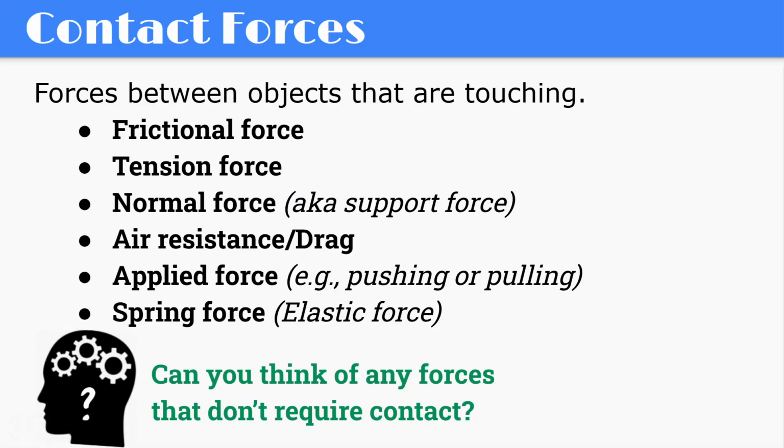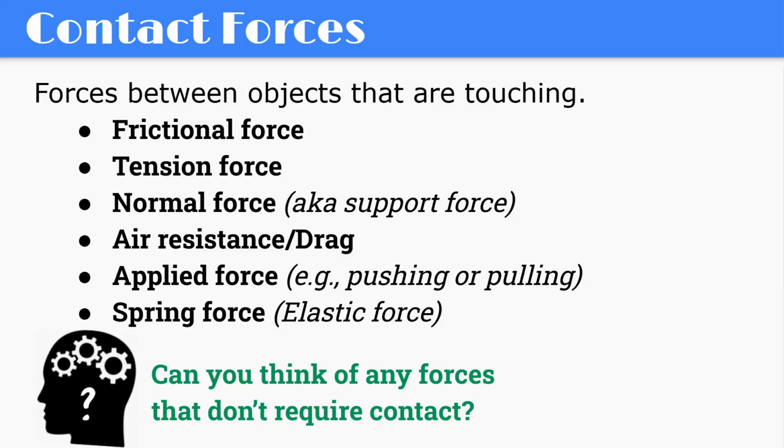All right. So we can classify these forces into different types. Contact forces is the first type, and these are going to be forces between objects that are touching. So friction is between objects that are touching. So is tension. You have to pull on the rope. You have to grab it. Normal force, obviously the support from your chair. You're touching the chair. Air resistance, there would be air molecules touching the object as it moves through the air. Applied force and spring force, same thing. All of these types of forces require contact.